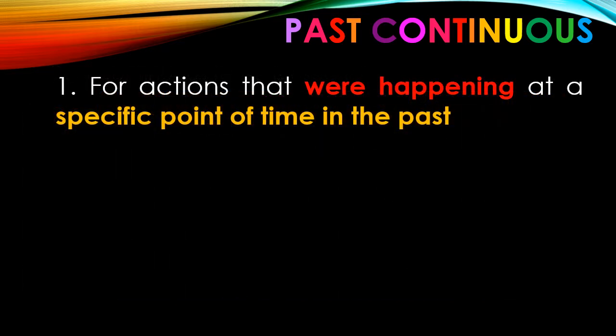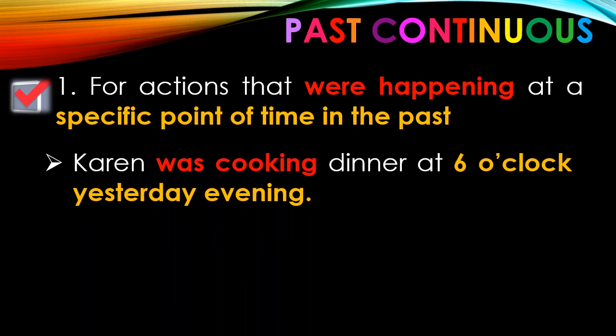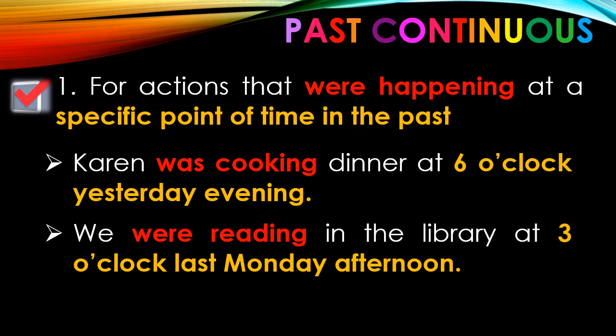Past continuous tense is used for actions that were happening at a specific point of time in the past. For example, Karen was cooking dinner at 6 o'clock yesterday evening. So the time is clearly stated. Alright, next. We were reading in the library at 3 o'clock last Monday afternoon.